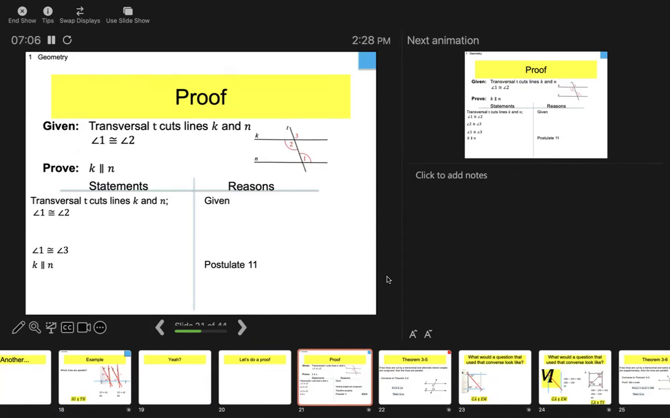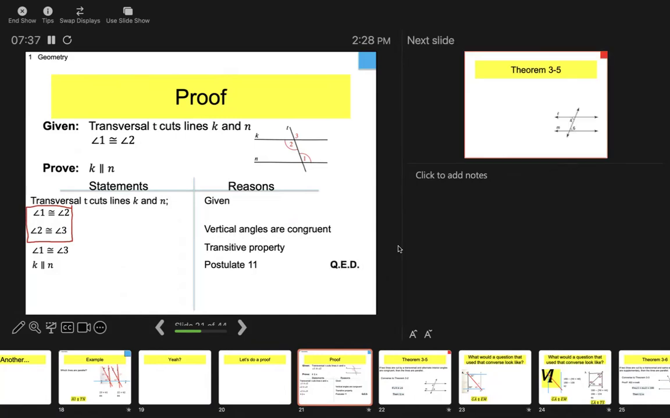Well, hopefully you noticed it before I said this, but angle 2 and angle 3 are congruent because they're vertical angles. And now look at what your proof looks like. In fact, I want you to look right here. If you read those two statements right there, what does it say? It says angle 1 is congruent to angle 2, and angle 2 is congruent to angle 3. Therefore, 1 is congruent to 3, and that's the transitive property. That's your classic transitive. You could also have put substitution as well.